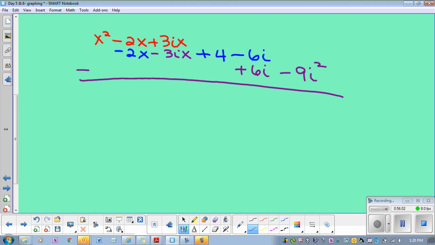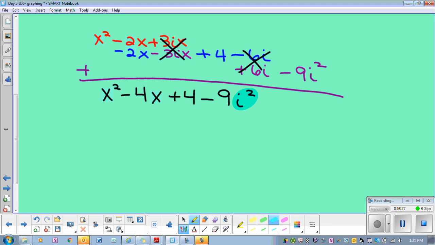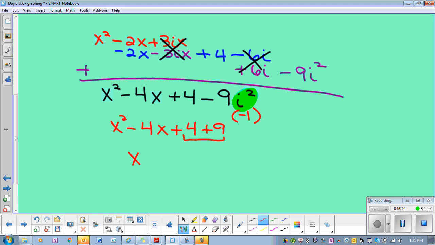Let's combine it. x squared. What's a negative 2x plus a negative 2x? Negative 4x. What happens to these 3ix's? It's 0. And what about this 4? I'll bring that down. What happens to this 6i? 0. Minus 9i squared, but what did we say about the i squared? It's negative 1, so that becomes positive 9. So it's x squared minus 4x plus 4 plus 9. What's 4 plus 9? 13.